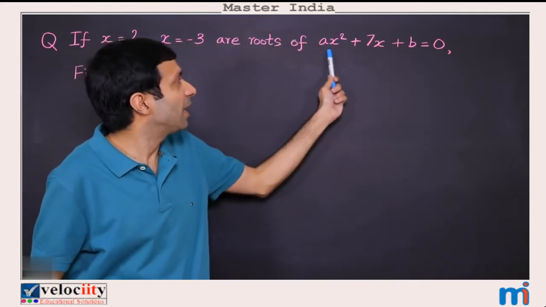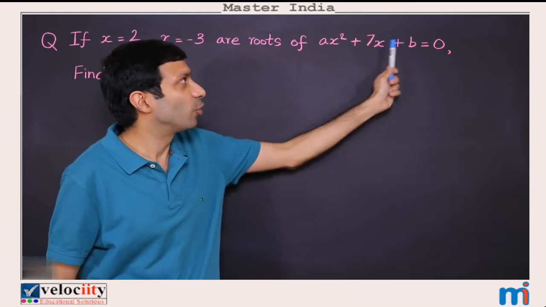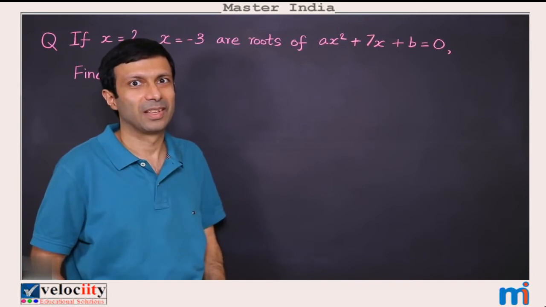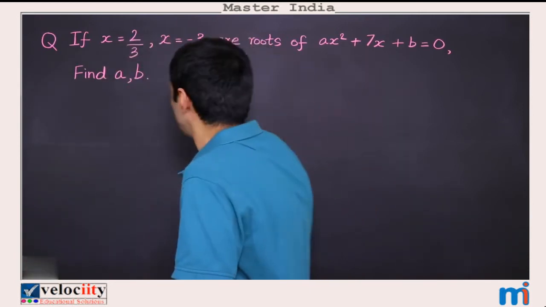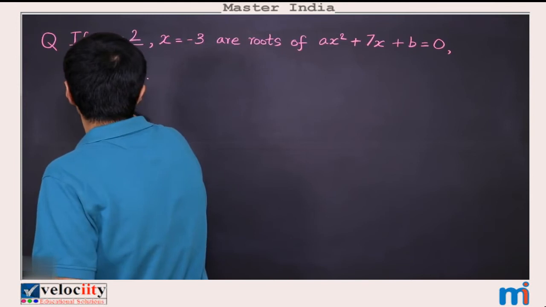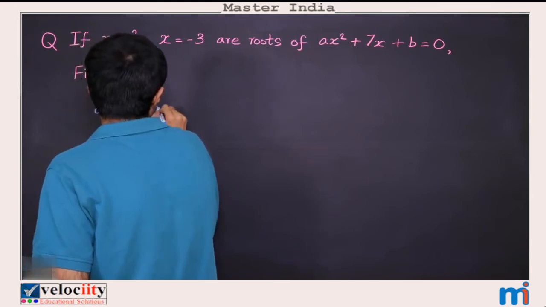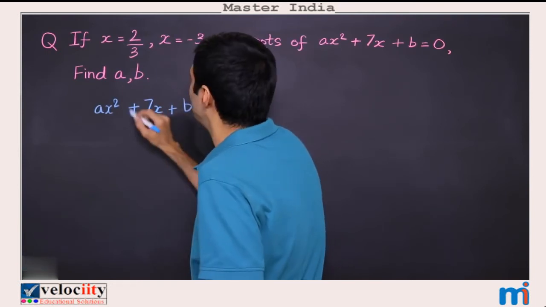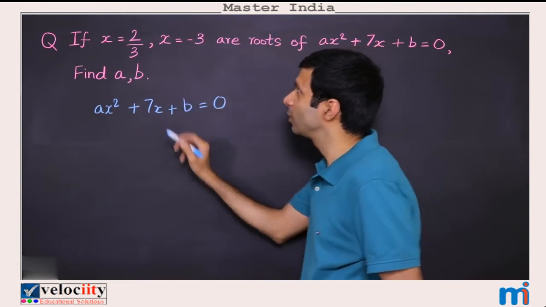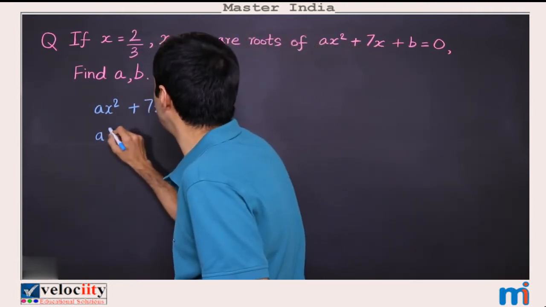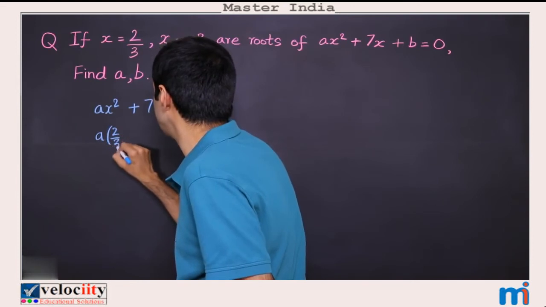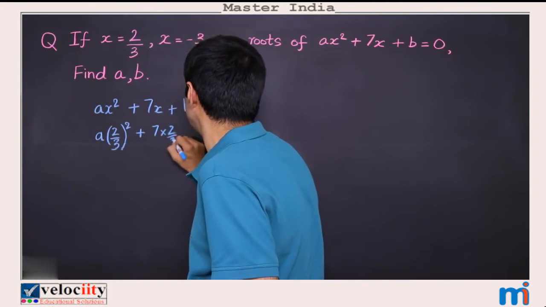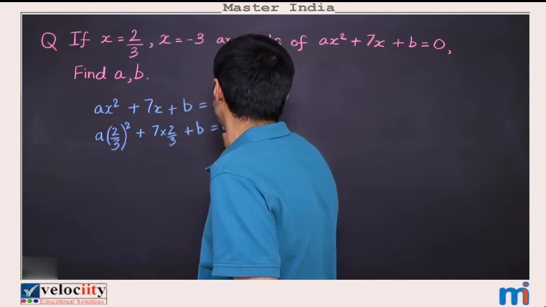our polynomial ax square plus 7x plus b, it's going to be 0, which means it's going to satisfy this equation here. So let's write down our equation, which is ax square plus 7x plus b equal to 0. And now let's simply substitute these values. So let's substitute. The first value is going to be a into 2 by 3 whole square, plus 7 into 2 by 3 plus b equals 0.